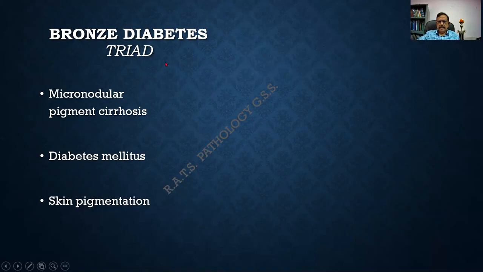One of the changes in a case of hemochromatosis will be a bronze diabetes, usually asked as a question, or if you answer, you get a mark for this. It consists of a micronodular cirrhosis, diabetes mellitus, and skin pigmentation. And there is also a pigment in the liver, a pigment cirrhosis. So these are the three. It is called a triad.